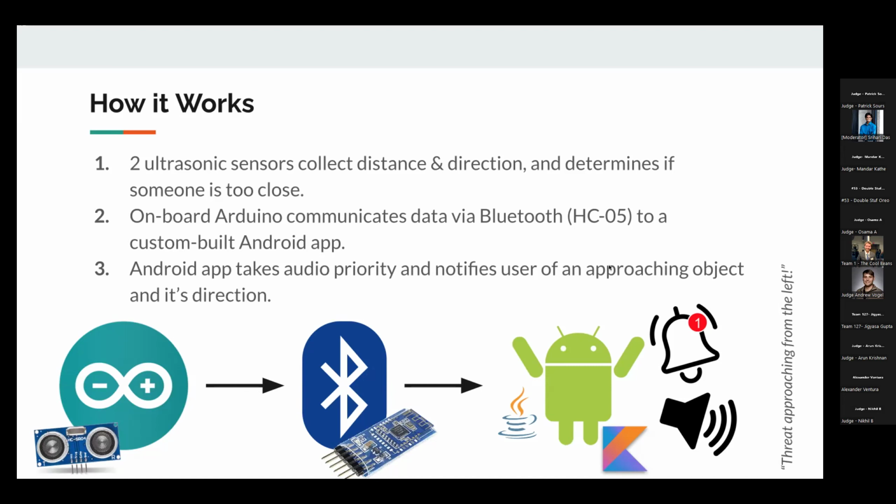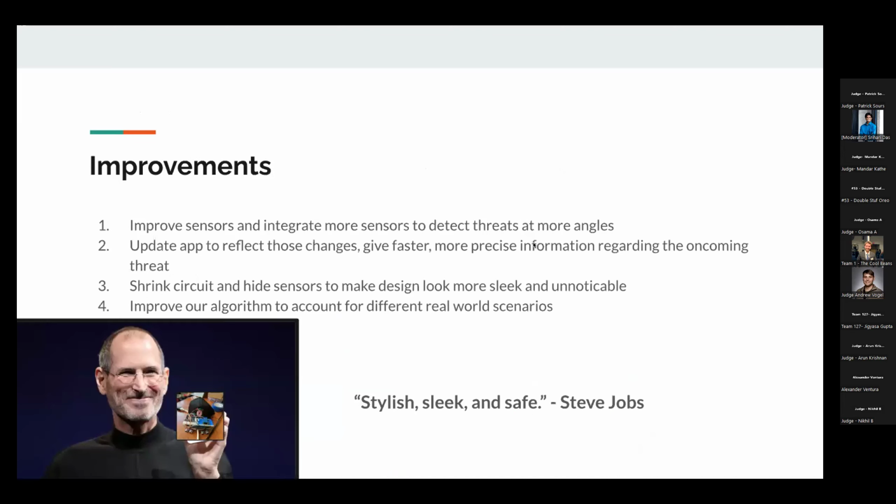You got it. So it just notifies you through the Android API through notifications on your phone. To improve, we would use better sensors that are not included in the kit to see even further and improve the algorithm. But yeah, that pretty much covers it.